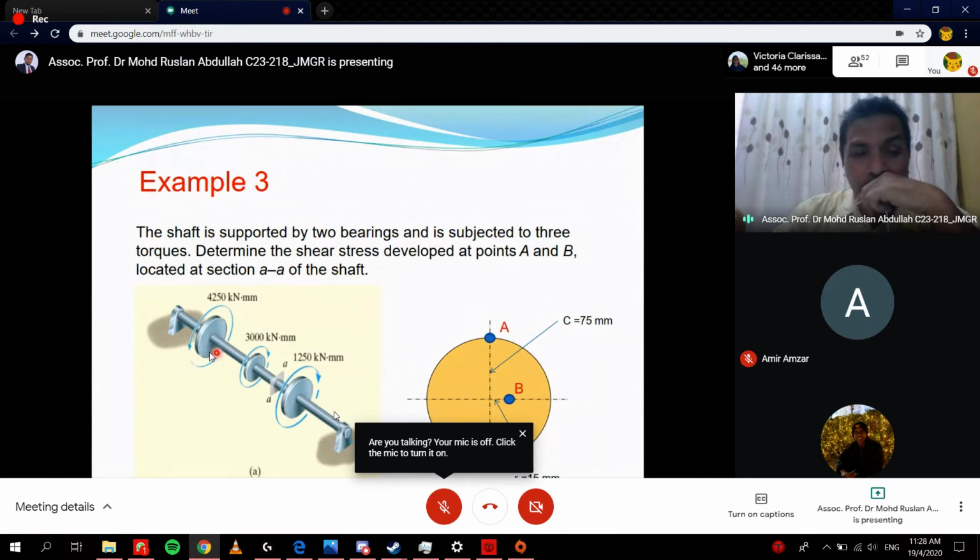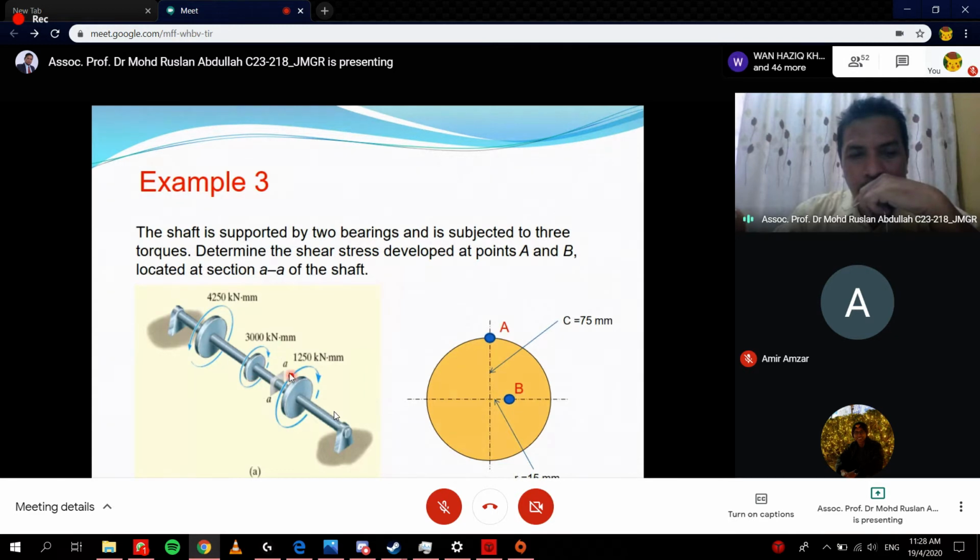So for this shaft, the torque here equals 4250, here is 3000, here is 1250. So we want to determine the shear stress at the plane or at section AA. So this is the section AA. So we cut here. When we cut here, what is the internal torque? What is the internal torque for the section AA?